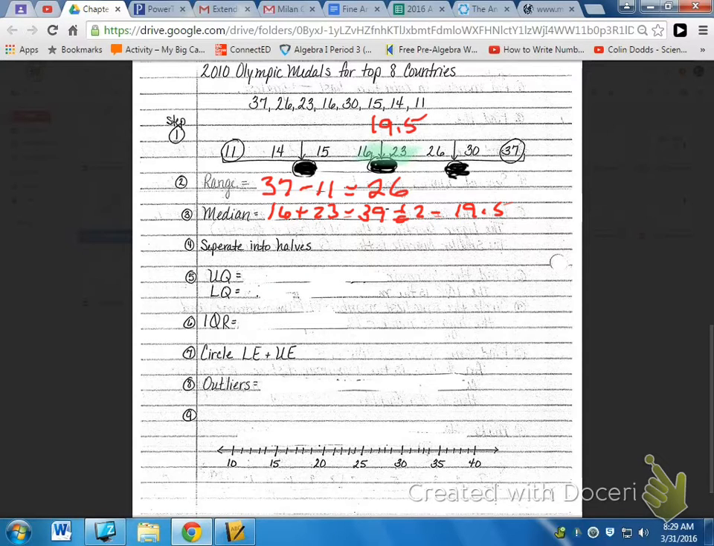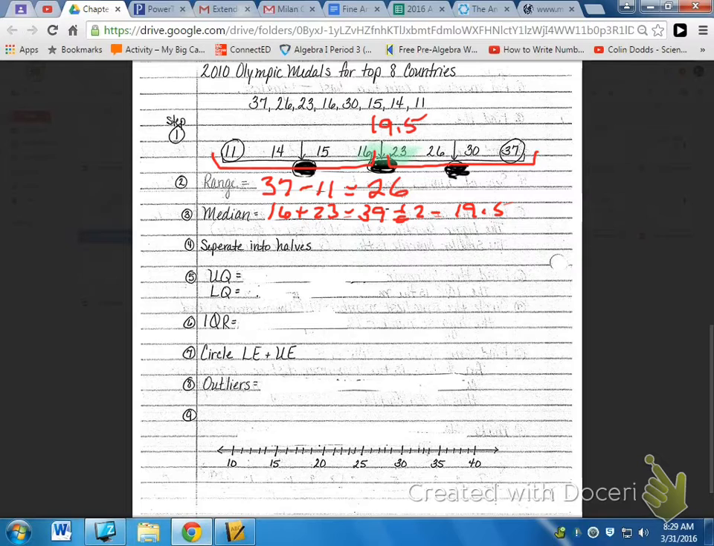Now 16 and 23, they are really not my median. So 16 to the left is the lower half, and 23 to the right is my upper half. So I've done step 4, it's just separating them into 2 halves. 19.5 is really the median, so it's not in either half, but 16 and 23, you have to use those in the halves.